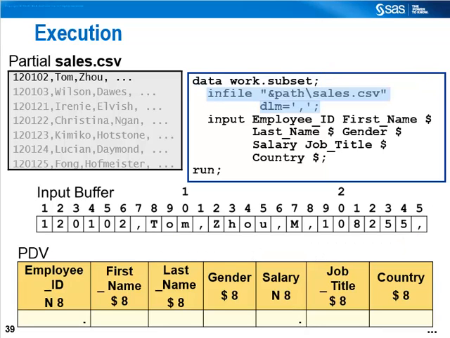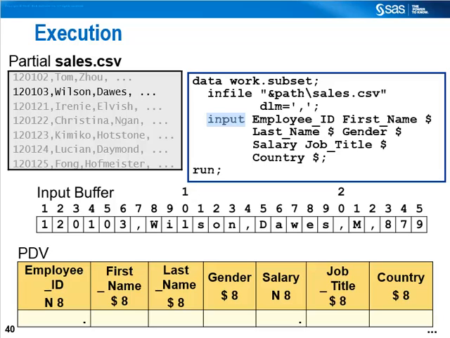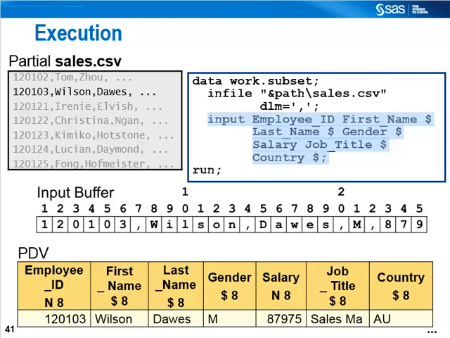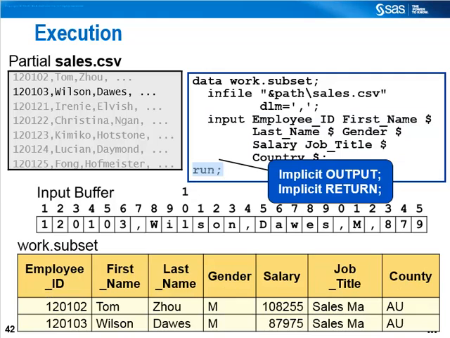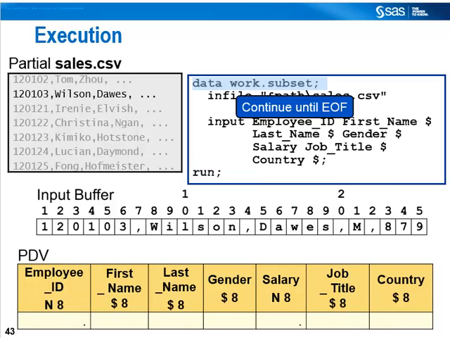The infile statement is read again. SAS reads a record from the raw data file each time the input statement executes. This is the second iteration of the data step and it reads the second record from the sales.csv file. Once again, SAS reads from non-delimiter to delimiter, assigning data values to the variables named in the input statement. At the bottom of the data step, SAS writes the second observation to the new dataset. SAS continues looping through the data step until SAS reaches the end of the file on the raw data file.